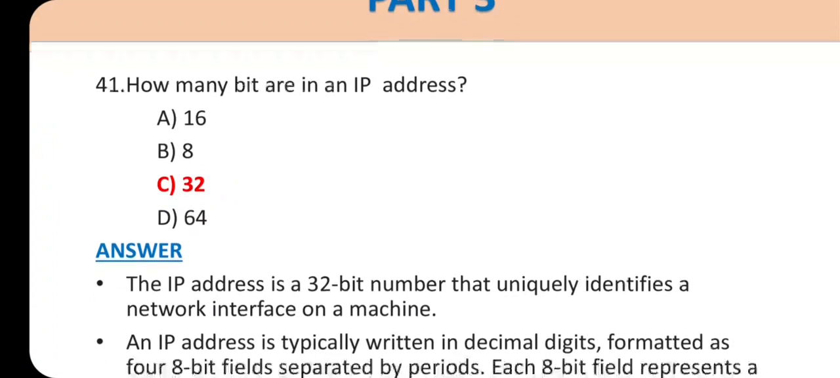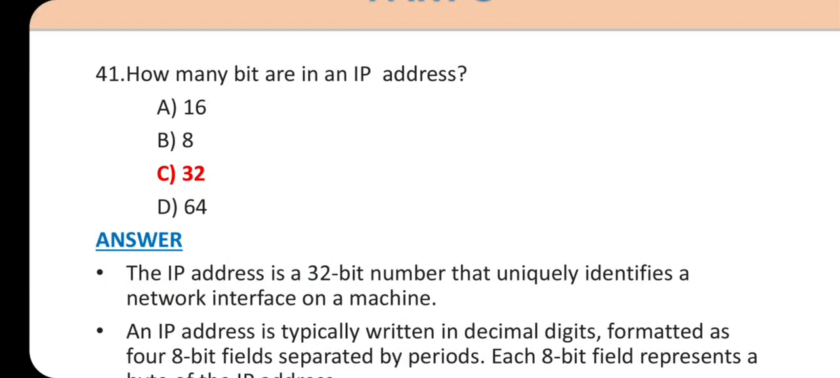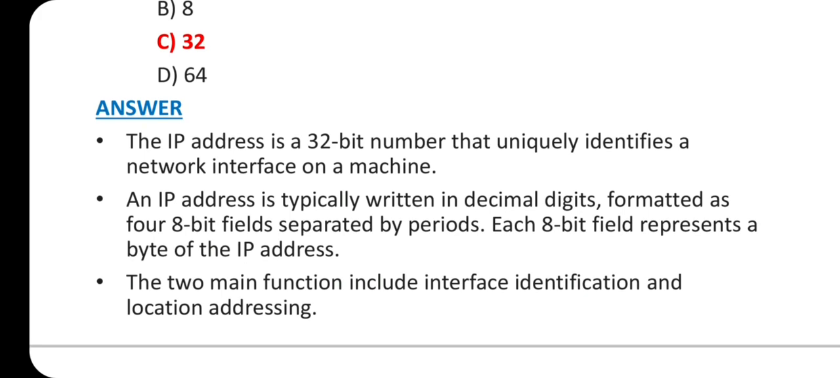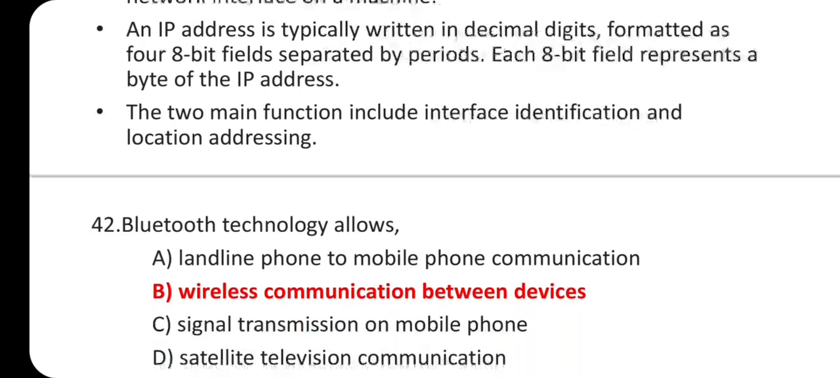41. How many bits are in an IP address? Answer is option C, 32. What is an IP address? The IP address is a 32-bit number that uniquely identifies a network interface on a machine. An IP address is typically written in decimal digits, formatted as 4 8-bit fields separated by periods. Each 8-bit field represents a byte of the IP address. The two main functions include interface identification and location addressing.